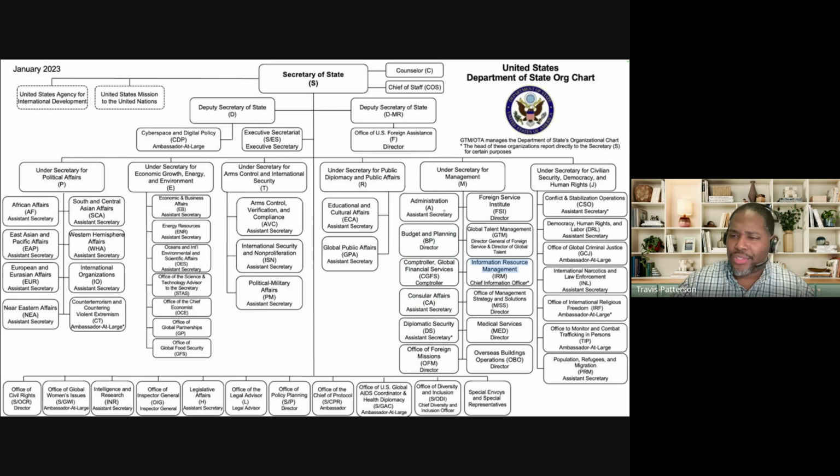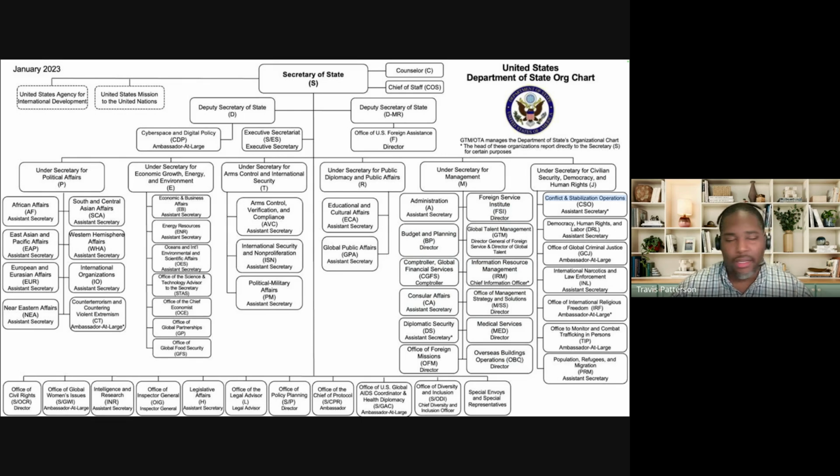you think, well, what kind of jobs are there in the Secretary of State? What can I do in the Foreign Service as an officer or a specialist? So many. Anything you can do in the civilian world pretty much is here. So training: you've got Foreign Service Institute, global talent management, so recruiting and managing their talent, information services, Office of Management and Strategy, medical services, overseas building operations, conflict stabilization operations, democracy, human rights, and labor, international narcotics and law enforcement, Office of International Religious Freedom, and so on and so forth.